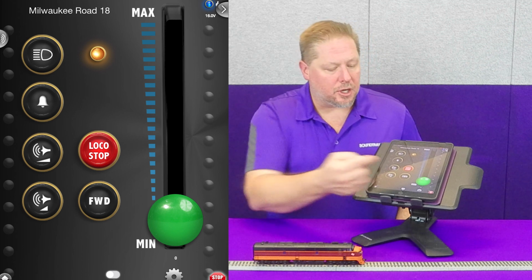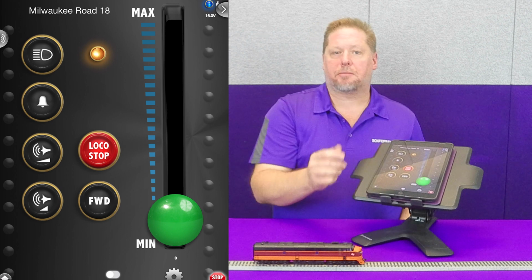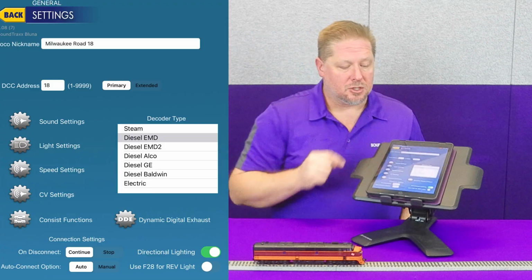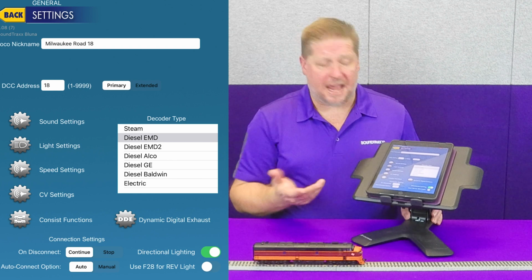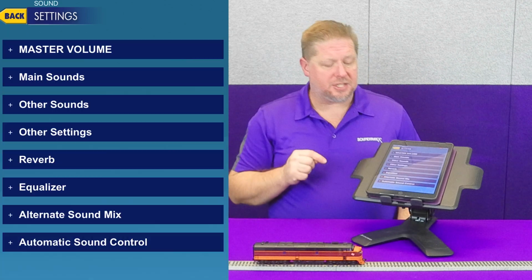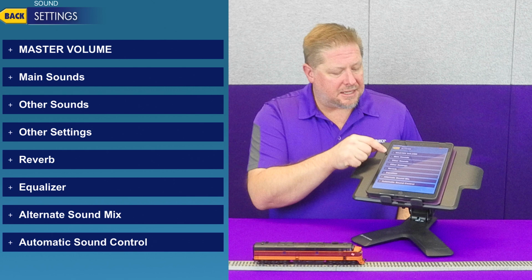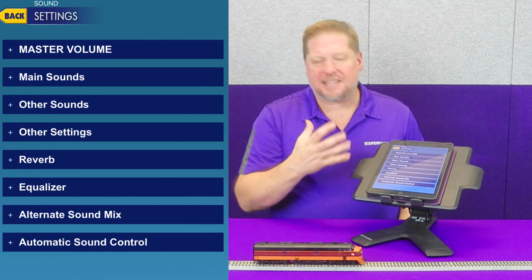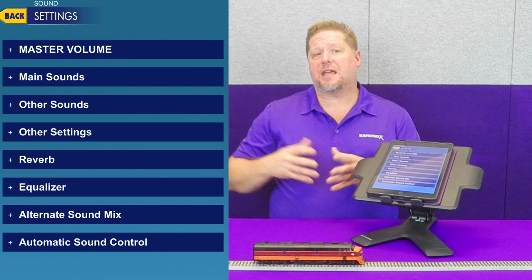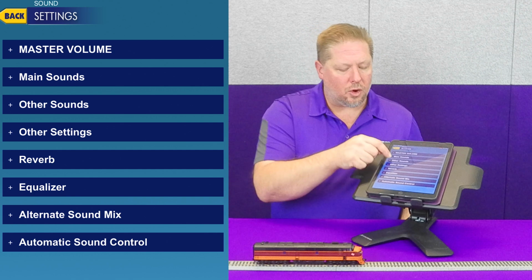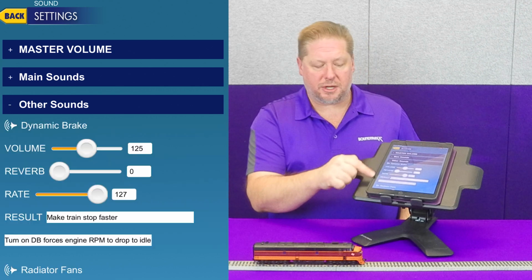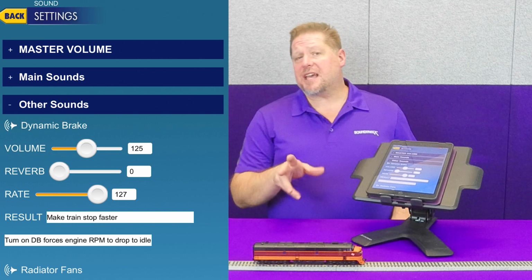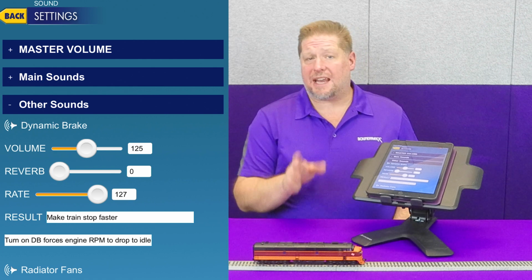So in our app, we're going to push the gear down here at the bottom, which is our settings. Because the brakes are actually considered a sound, we're going to push the sound settings. The main sounds and other sounds are divided up, but the brakes being an other sound, we're going to go there. And this is where we're going to find the brakes. The very first one here is dynamic braking. This has the same effect, but we're not going to use that in today's video.